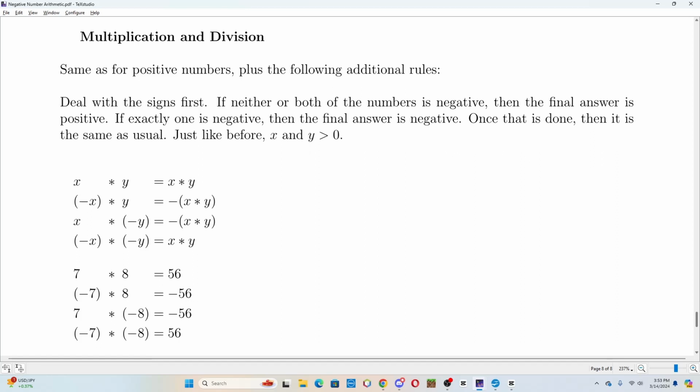Multiplication and division with negative numbers only differ in that you have to keep track of the number of minus signs. If there is an even number of minus signs, 0 or 2, then the answer is positive, and if there is an odd number of minus signs, like 1, then the answer is negative. The x and y equations show the general formulas for solving these kinds of problems. The 7 times 8 equations show specific examples of each general formula.